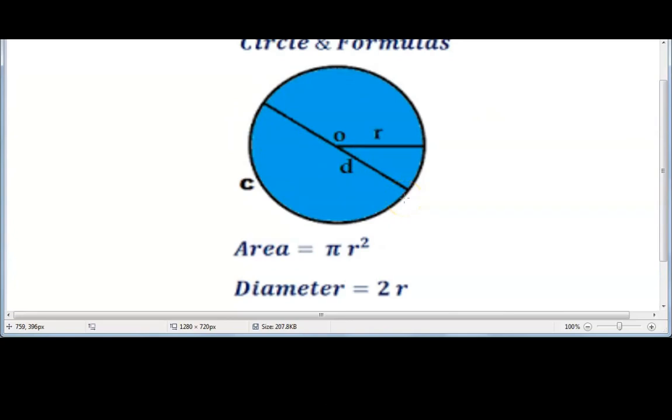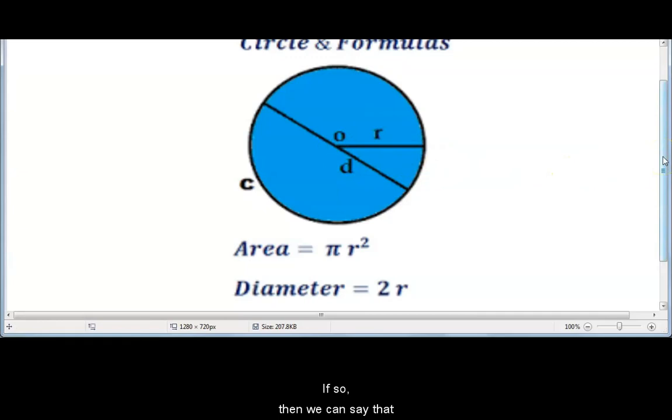So then a line passing from this edge to this edge, if it is called the diameter, then half of that is the radius, that is the distance from the edge to the center of the circle is known as the radius.